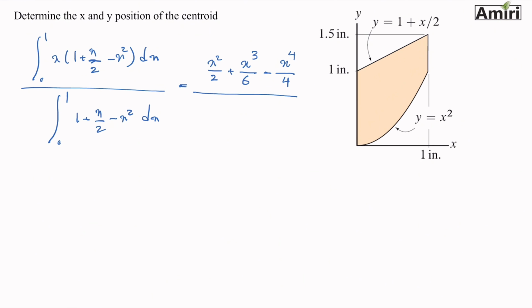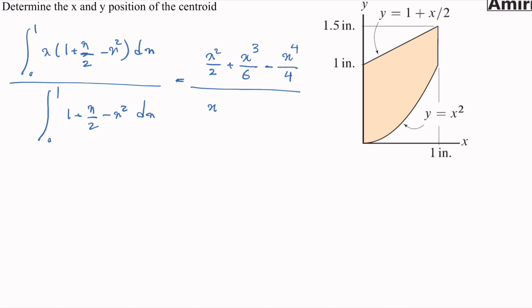Over the bottom, I have 1. Integral of 1 is x. Next, I have x over 2, that becomes x squared over 4. And finally, I have x squared, which becomes x cubed over 3. I go from 0 to 1 inch. If you do the math on this one, your x bar should result in 5 over 11 inch.